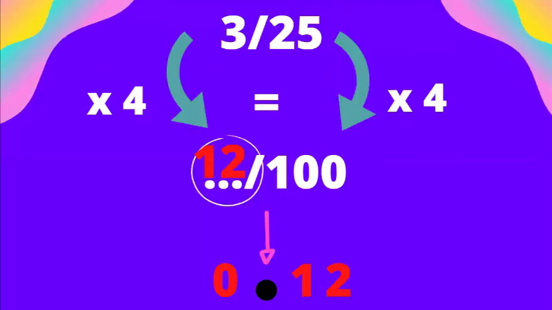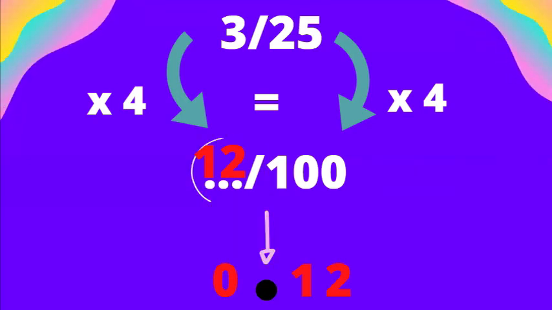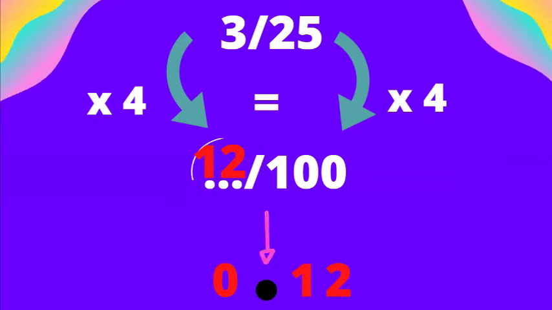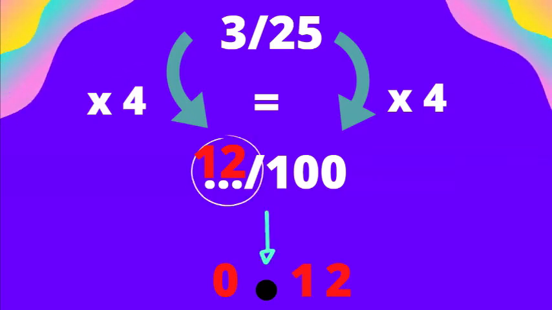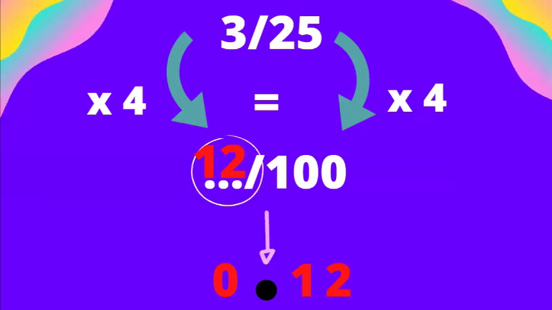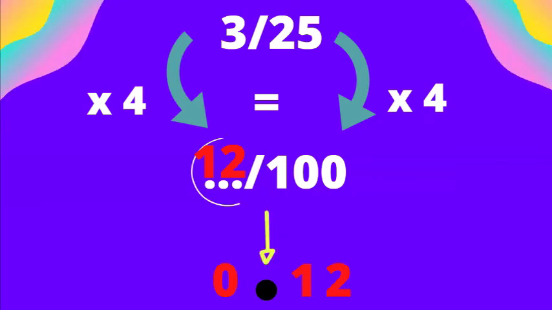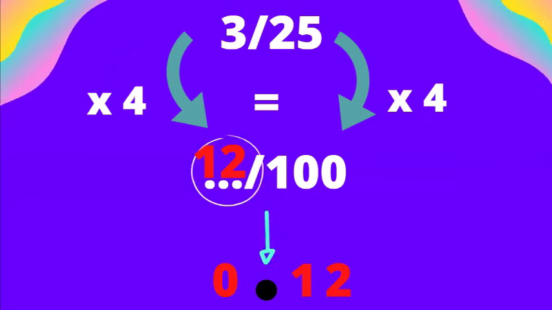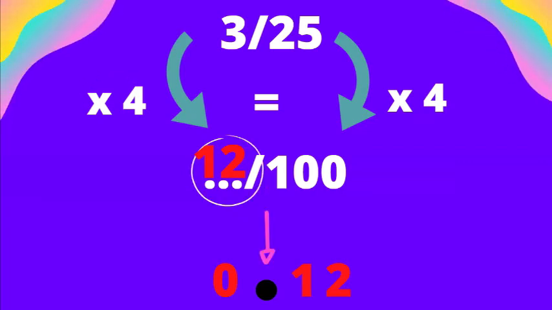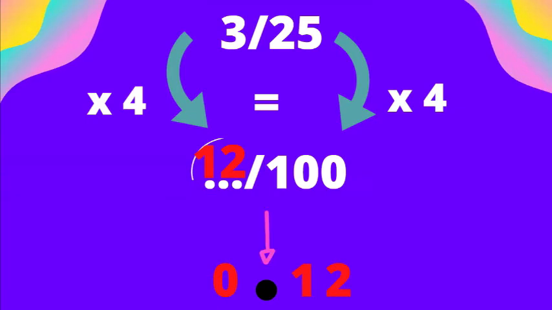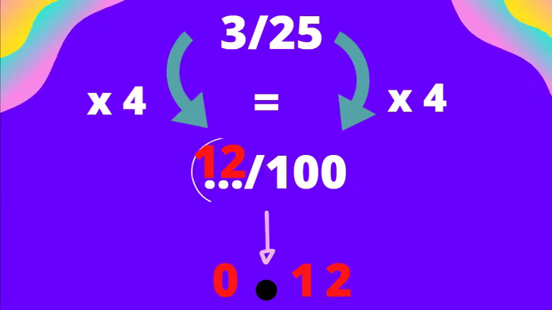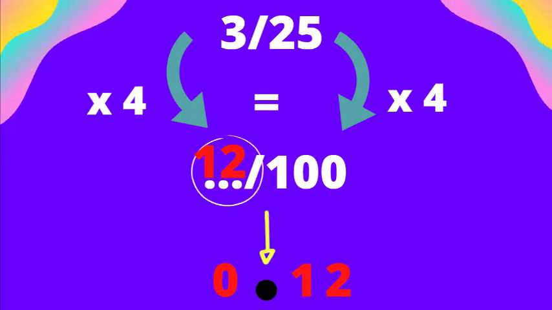Now, try to solve 3 over 25. Since it is impossible to change the denominator 25 into 10, we will change it into 100. How? 25 times what number is 100? It turns out that 25 times 4 is 100. So since we multiplied the denominator by 4, we must also multiply the numerator by 4. 3 times 4 is 12. So 3 over 25 is the same as 12 over 100. Then 12 over 100 is equivalent to 0.12.